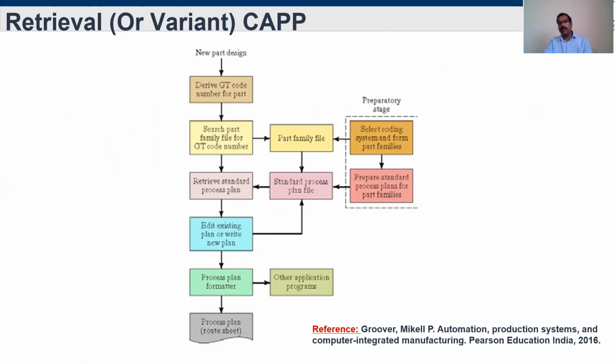It means first a new part will come and be coded with a GT code, then compared with the part family. Based on the code, the part family will be identified. From the part family, like a preparatory stage, the database of process plans stored will be retrieved. From the retrieved data, maybe we can call that a standard process plan. Then according to the need of the particular product, a few changes will be made in the standard process plan, then it continues to the next process. Okay, this is all about retrieval.